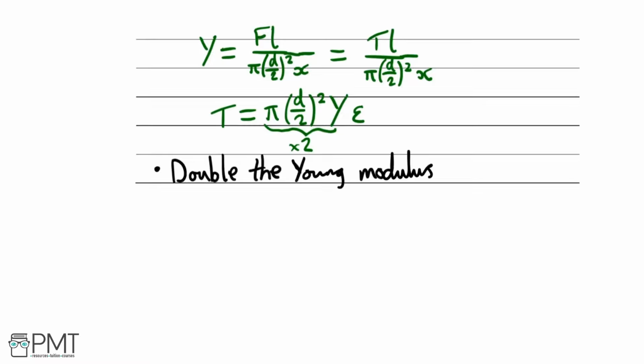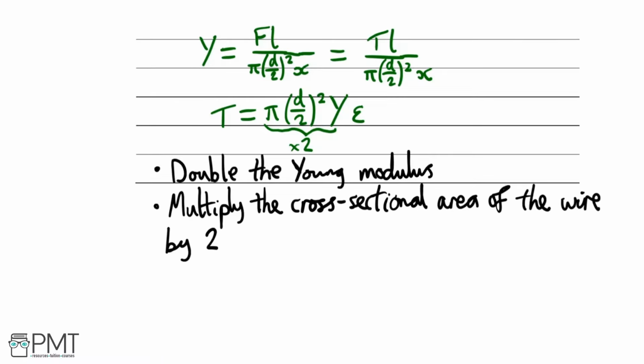You can double the Young modulus. Now you can see there, if we want to double the value of pi times d over 2 squared Y, we could just double the Young modulus, and that would multiply that whole expression by 2. You could also double the cross-sectional area, multiply that by 2. That would mean that for the diameter, you wouldn't need to double that because you're squaring the diameter. So actually, you'd only need to increase the diameter by √2. But if you said double the diameter of the wire, that's also fine.